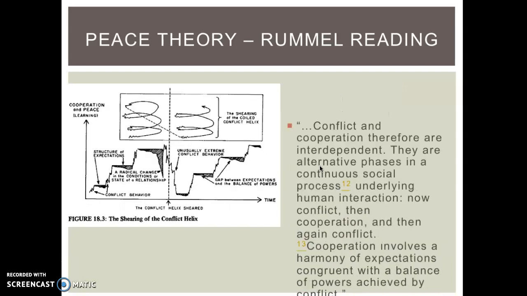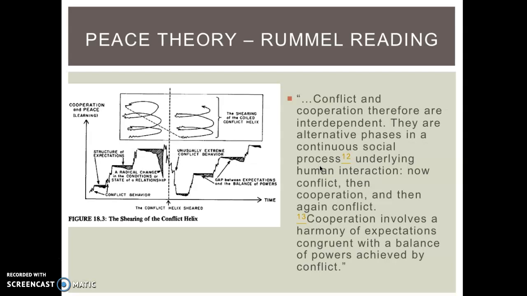So, a quote from the text that you're going to be assigned to read that illustrates this. Conflict and cooperation, therefore, are interdependent. They are alternative phases in a continuous social process underlying human interaction. Now conflict, then cooperation, and then again conflict. Cooperation involves a harmony of expectations congruent with a balance of powers achieved by conflict.